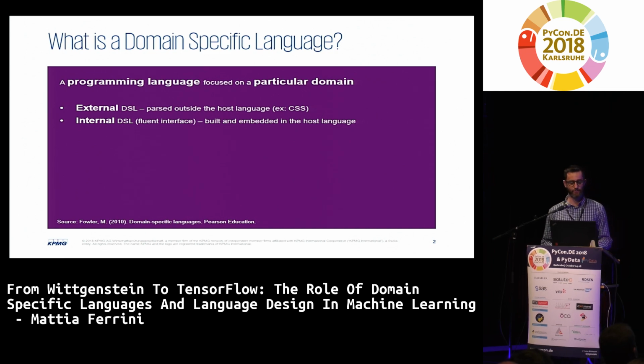We have two types of domain-specific languages. External, parsed outside the host language. We have, for example, CSS. And internal, otherwise known as fluent interfaces. They are built and embedded in the host language, a general programming language like Python, for example.